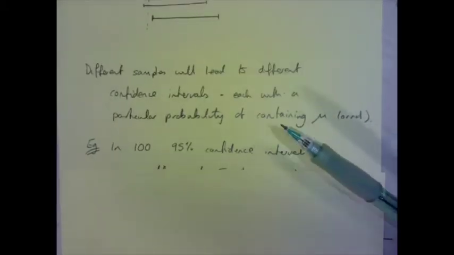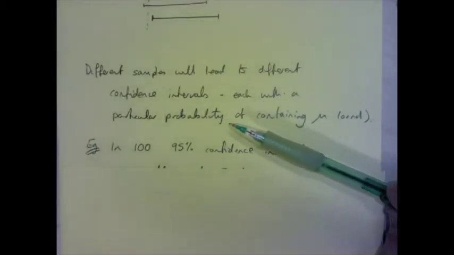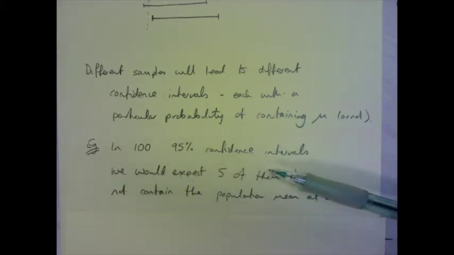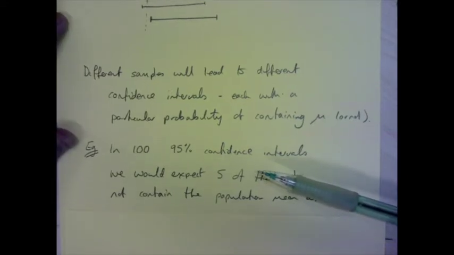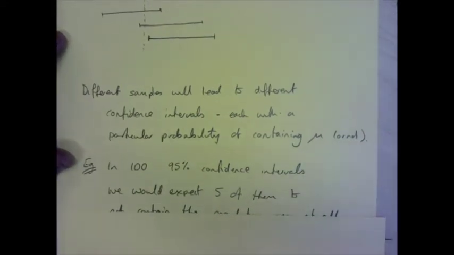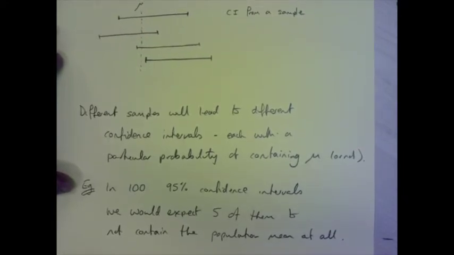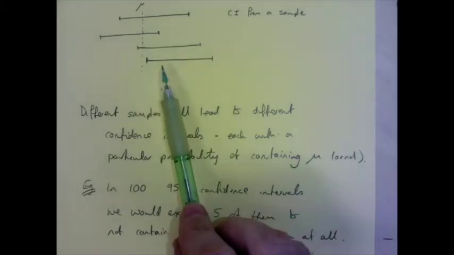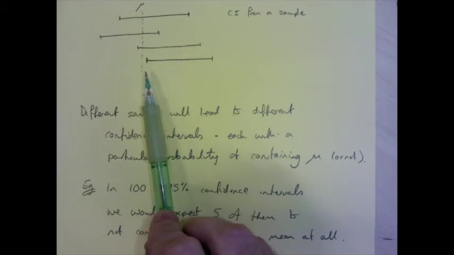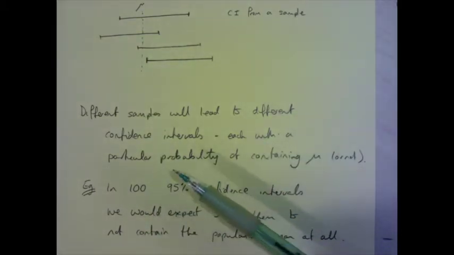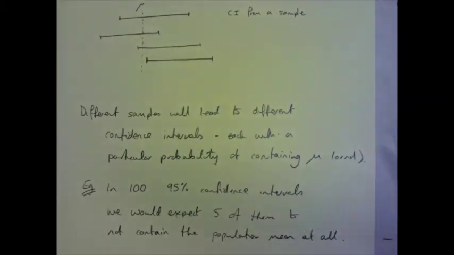If you then think about that, let's take a 95% confidence interval as an example. If I worked out 100 different 95% confidence intervals, then we'd expect 5 of them to not contain the population mean at all. So it's worth having that image as you calculate these things and think about what they are. It's an interval which may or may not contain the true value of the mean, but I can tell you how confident I am that the mean is actually in that interval or not.